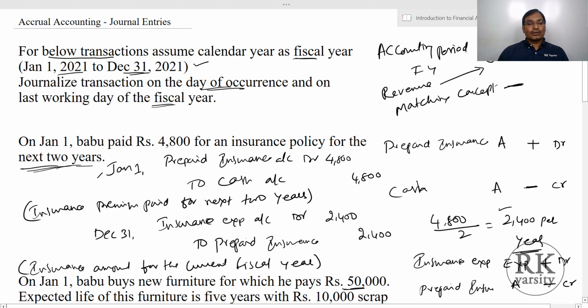This is the fourth lecture in the series on journal entries, and with it I'll conclude the journal entries. In my next lecture, I'll explain how to post transactions from the journal to a ledger. We simply call it ledger posting.